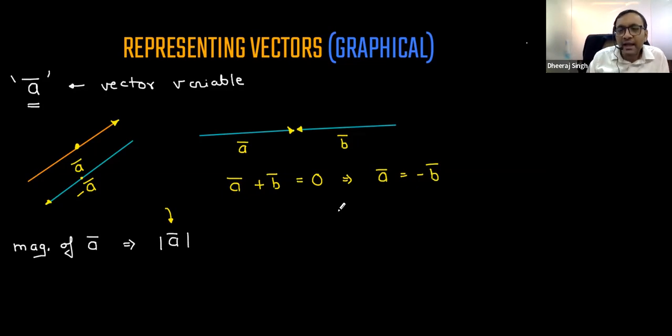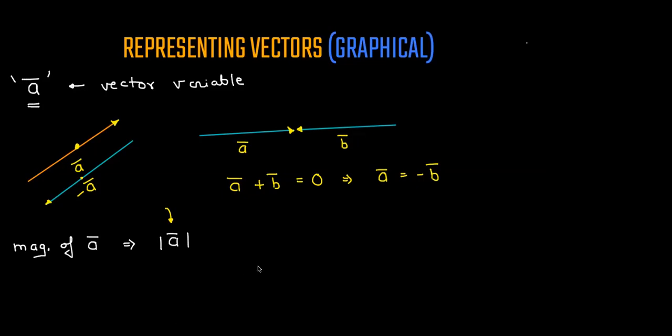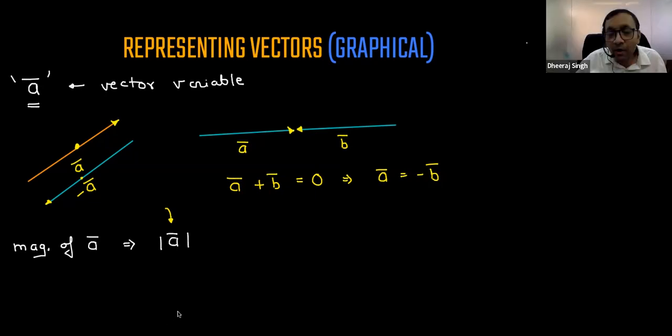Fine. Now tell me, can the magnitude of a vector be negative? What do you think? Can the magnitude of a vector be a negative quantity? All right. Some of you are saying yes, some of you are saying no. Now, if I draw an arrow, the magnitude is the length of the arrow. Can the length of the arrow ever be negative? It cannot be, right? So the magnitude of a vector can never be a negative quantity. Understand that. Fine. This is how we represent the magnitude.